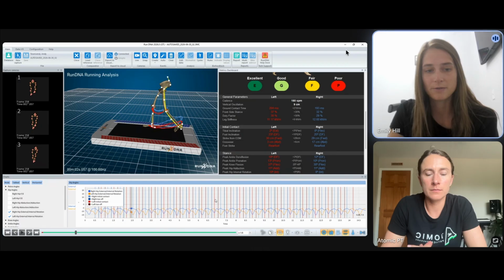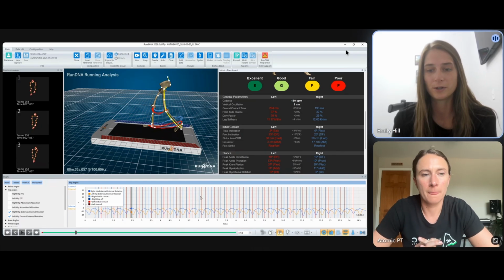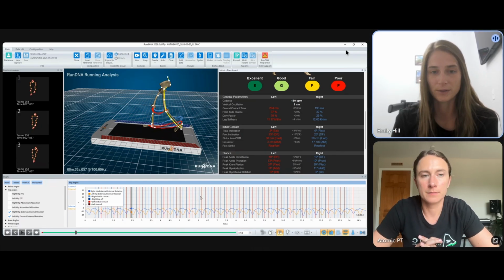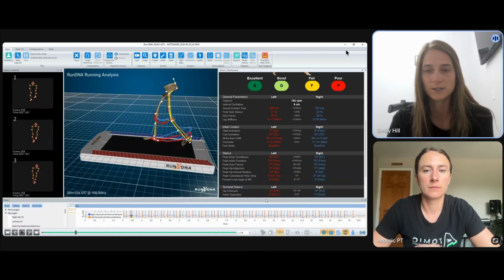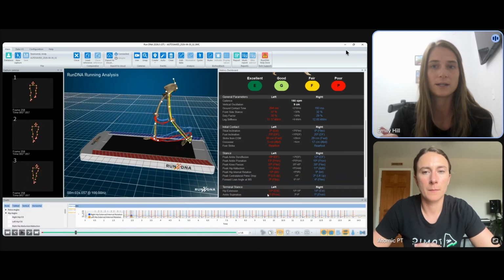Right. Yeah. So, say if I had started the runner, just running normally, and then partway through we did some cueing, and they were still running, or they switched their gait, then we might see that transition a little bit further in on that graph. So it's a good way to look at, is this a consistent thing, or is this something where they started running, and then as they get warmed up, it starts to change.